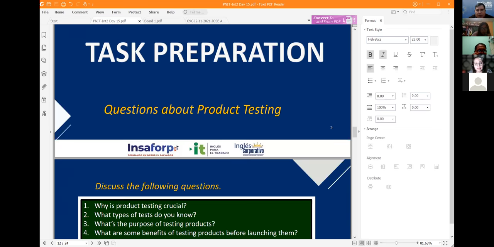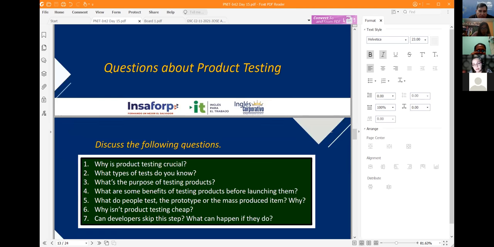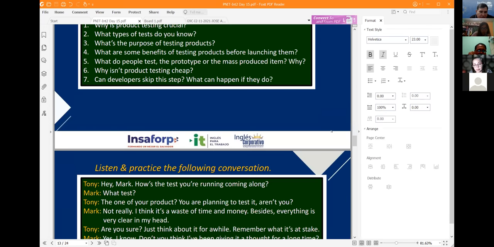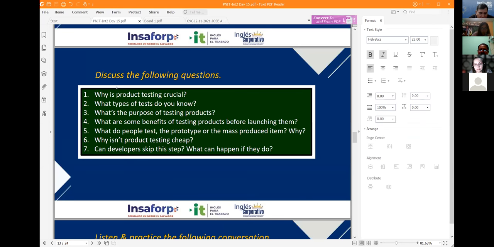Let's get to test preparation. Questions about product testing. Now, these questions are for you to discuss. Why is product testing crucial? What type of tests do you know? What's the purpose of testing products? What are some benefits of testing products before launching them? What do people test? The prototype or the mass-produced item?